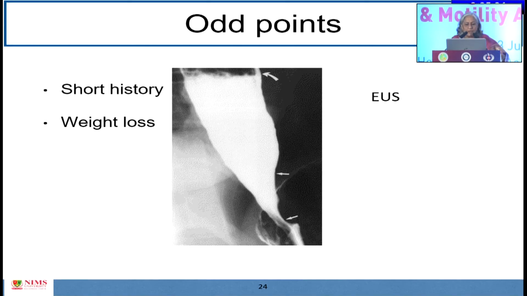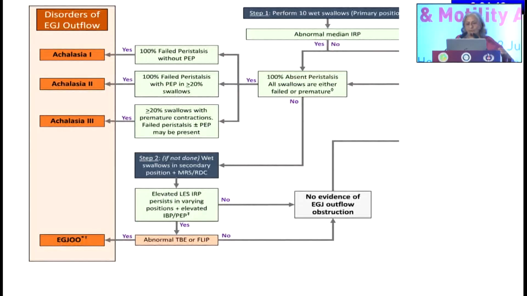So we looked at the barium again, and here you see that there is a shouldering effect at the level of the LES. It turned out to be a submucosal tumor. So if you have a patient with a short history, please look at additional things before you start saying that this patient has a genuine problem which needs treatment.